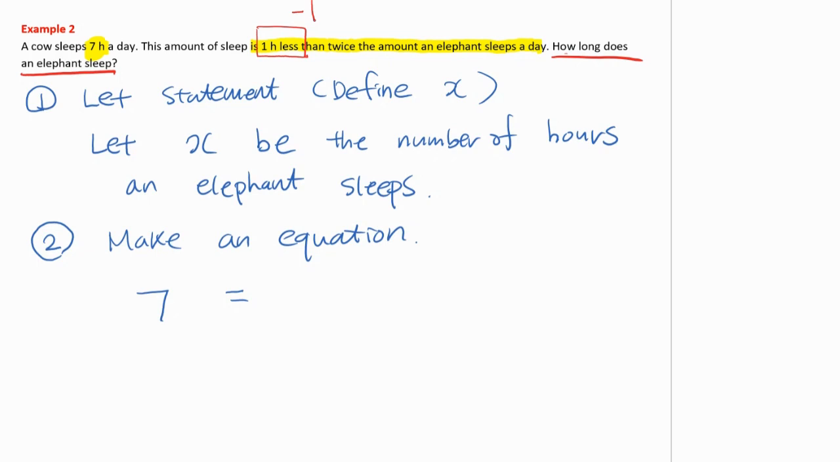So taking away 1 from twice the amount an elephant sleeps a day. So elephant sleeps x hours. So that is 2x. So you're going to take away 1 from 2x. So twice the amount. That is 2 times x, right? So this is 2 times x. So 2 times x minus 1. So this is going to be your equation.